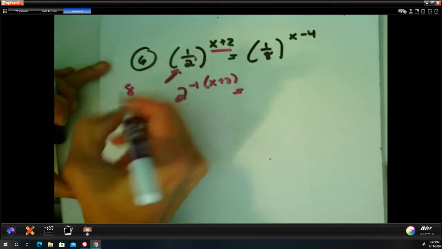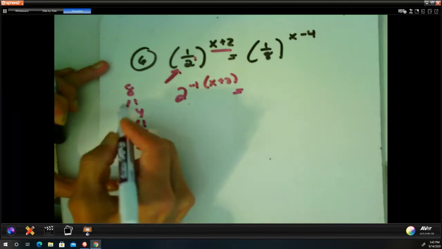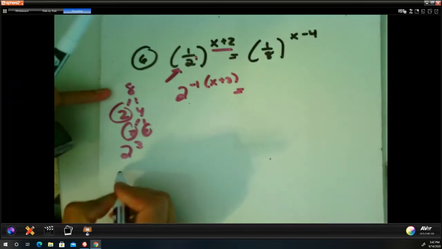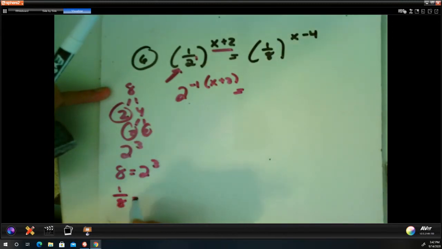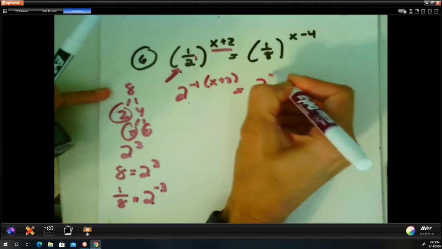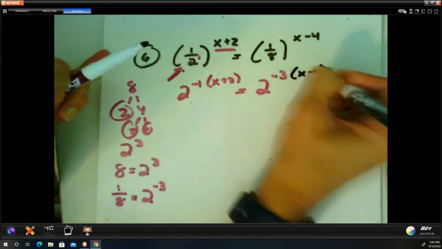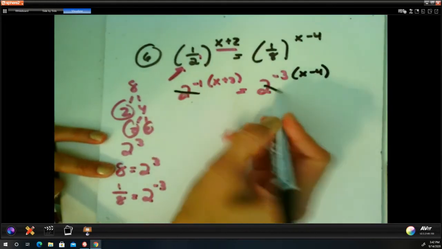Okay, 1/8. Remember, 8 is 2 cubed. 1, 2, 3 2's. See it? So if 8 equals 2 cubed, 1/8 equals 2 to the negative 3. It's just telling me to put it in the bottom. So 2 to the negative 3, times that x minus 4 that was already there. All right, cross out my common bases here.